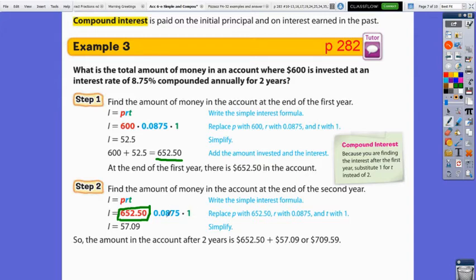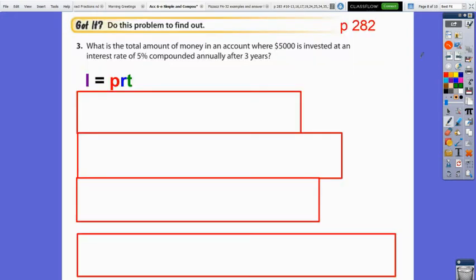So the second year, this account makes $57.09. So the total amount in the account after 2 years is $652.50, the starting amount of the second year, plus the $57.09 that it makes in interest in the second year. So the total amount is $709.59. Got it?